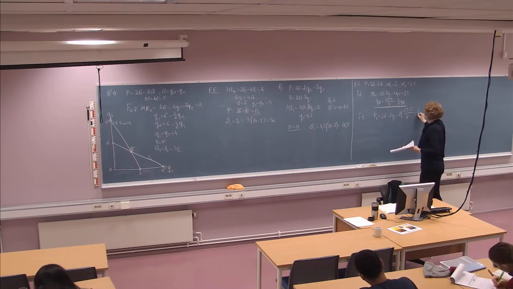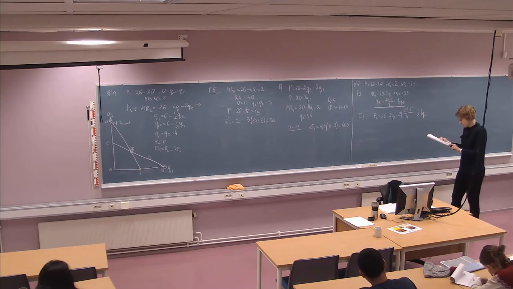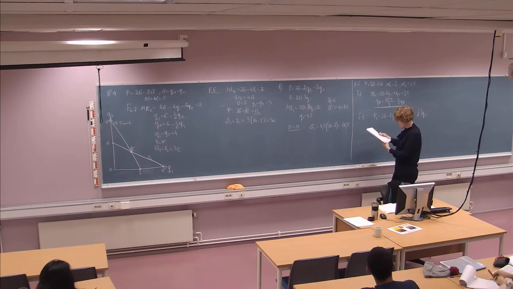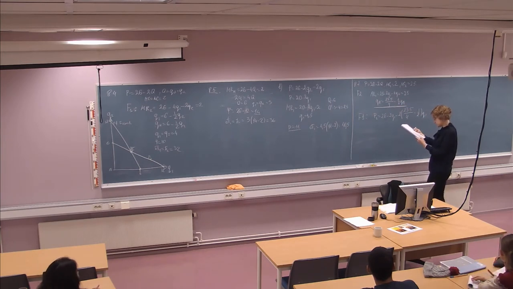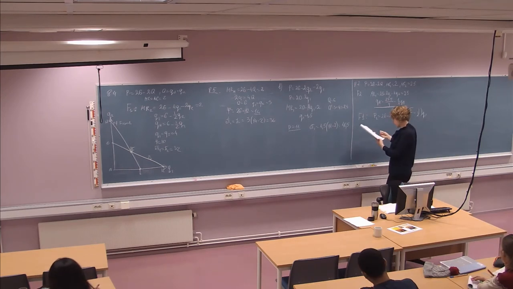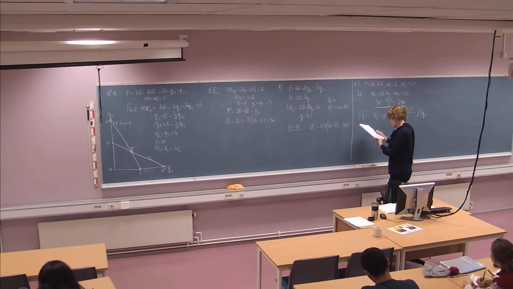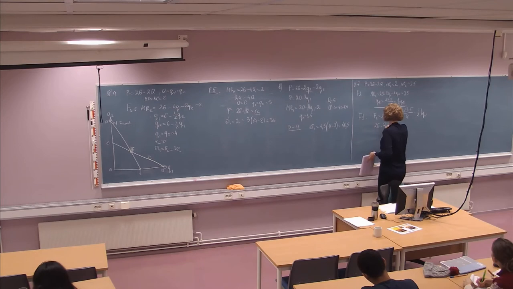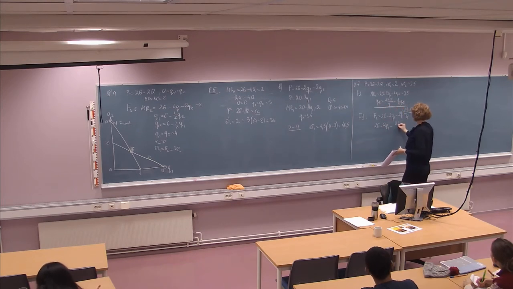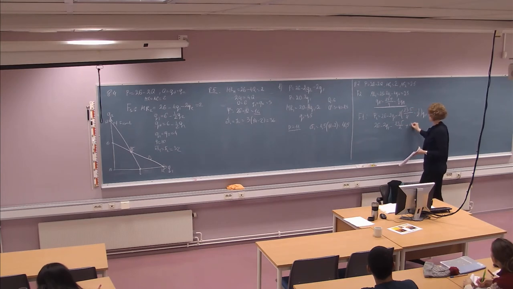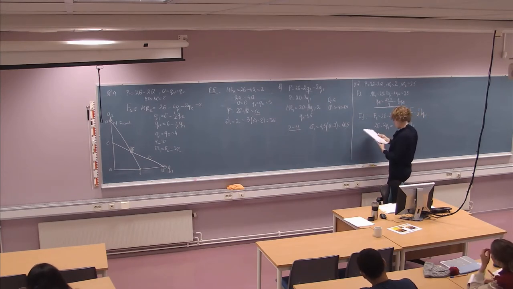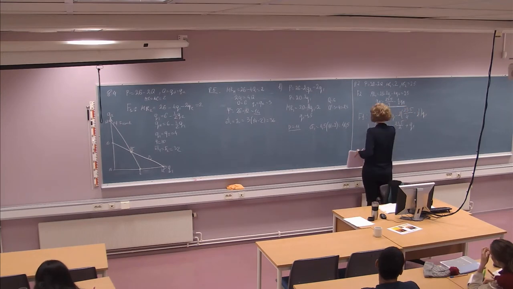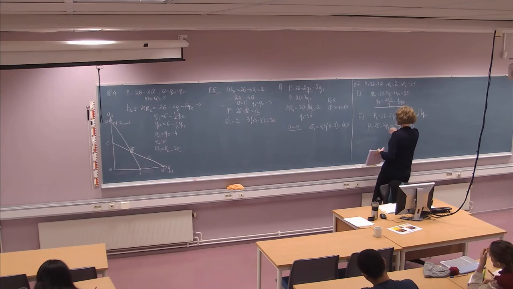23.5 over 4 minus 1 over 2 Q1. If we open the brackets, we get something like, where is it? Okay, let me just solve it. 26 minus 2Q1 minus 23.5 over 2 plus Q1, right? So this will be, I'm making a mistake somewhere, I think.